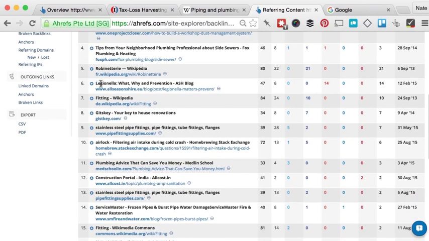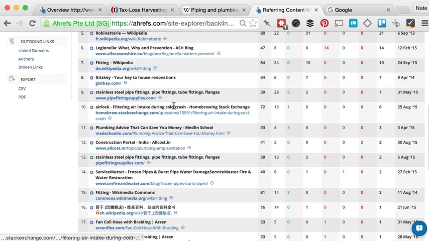Here's another one, Legionella: what, why, and prevention. This is the type of topic that you wouldn't think is important in the plumbing space, but it's directly related to plumbing, ventilation, and drainage. So again, if you factor that into your content strategy, writing content for the people that can link to it, these are the types of links that your competitors will probably not be able to replicate.